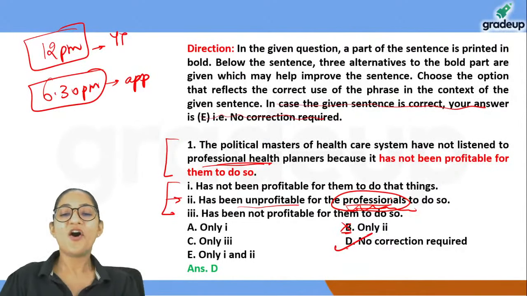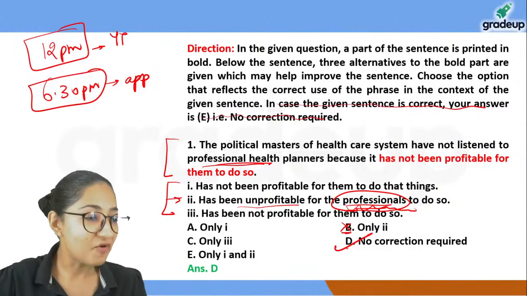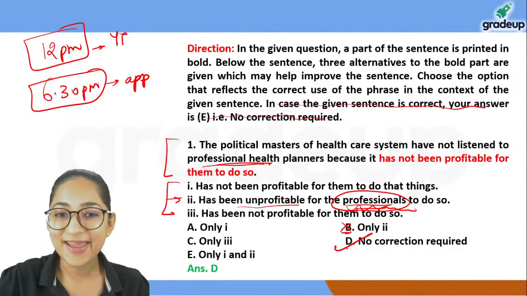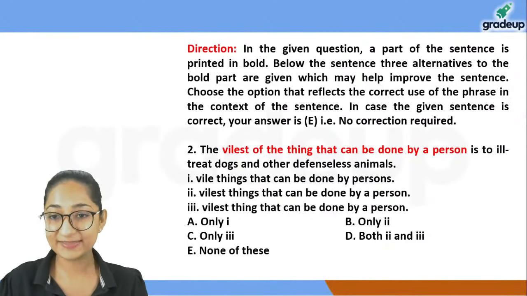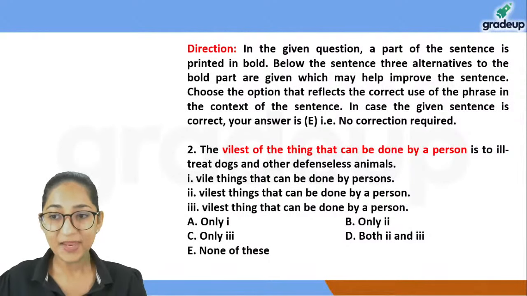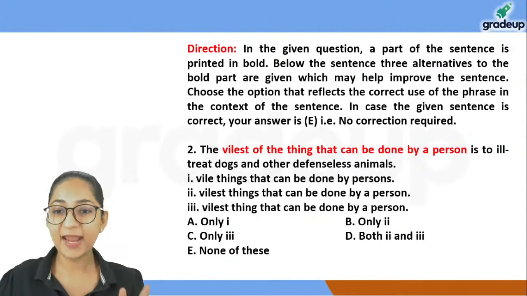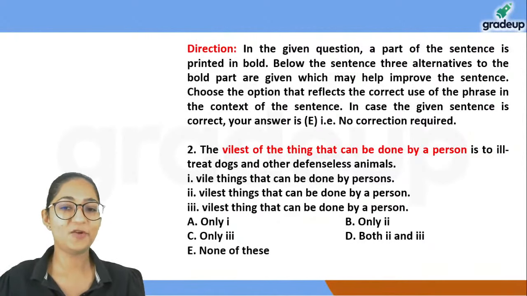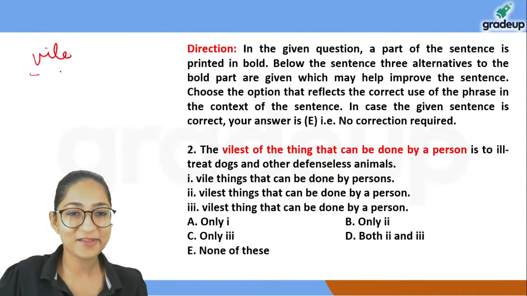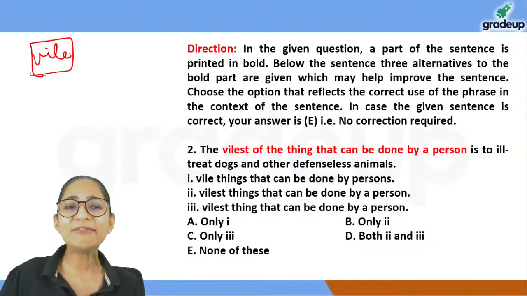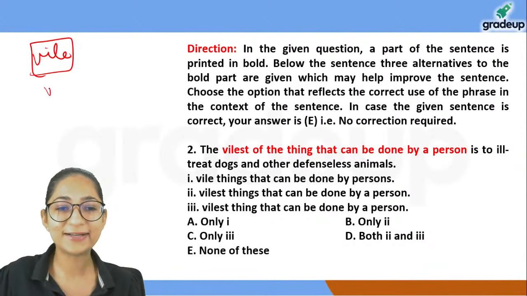All right, moving forward to the next one. Second one is here: the vilest of the thing that can be done by a person is to ill-treat dogs and other defenseless animals. What is vile, guys? What do you mean by vile? Vilify also, this word we've done earlier. Vilify. What is vile?